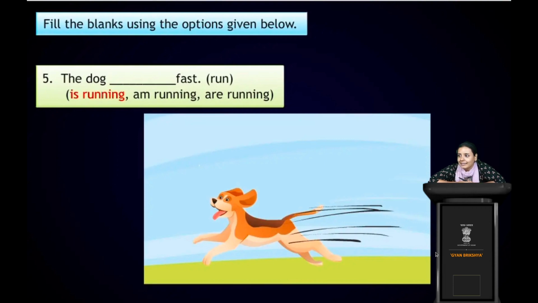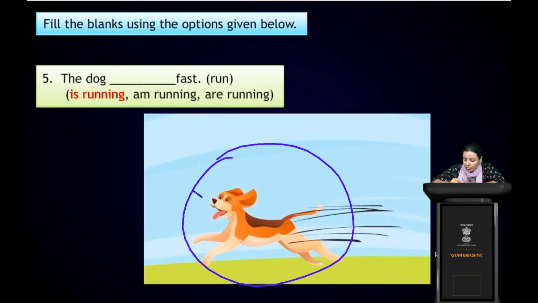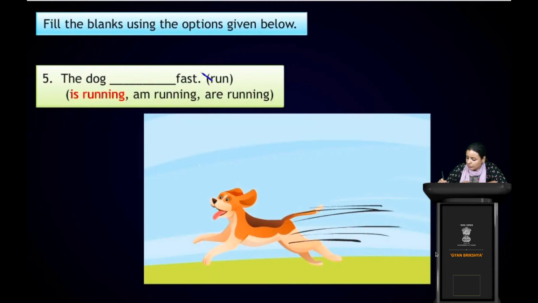Now see this sentence: the dog dash fast, run: is running, am running, are running. So the dog is, because this is the only one dog, right? The sentence is not like the dogs dash fast. It's not dogs, it's dog, only one. So we can use is. Single person, single animal, so we are using is. So the dog is running fast. Run is the verb here, so we can use running.